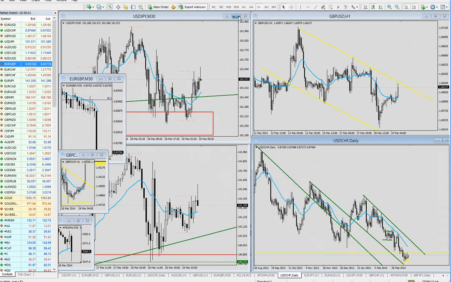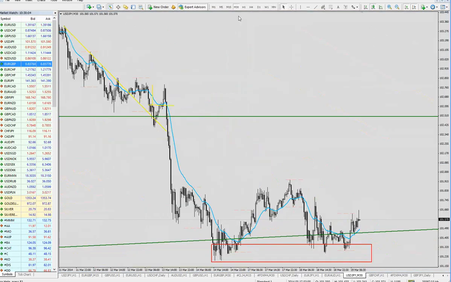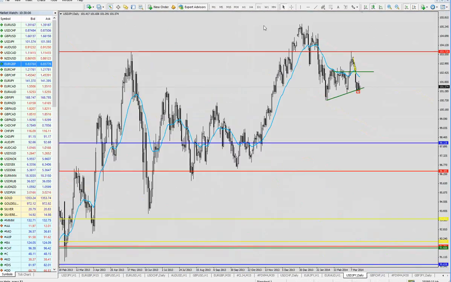Dollar yen. Let's start with daily. We saw yesterday some selling pressure on the JPY crosses. Selling pressure means that we saw some sign of yen strength. But with dollar yen we are still at visible support.